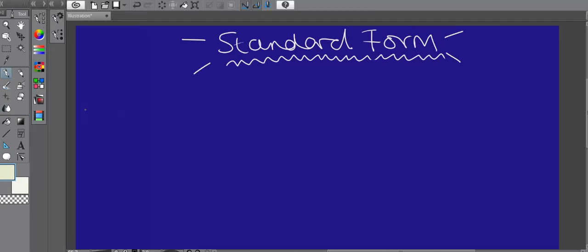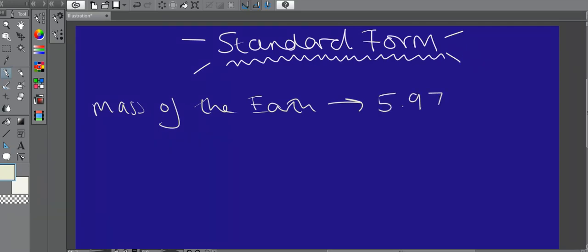Okay, so if you typed into Google, mass of the Earth, you should get a number of 5.972 times 10 to the 24 kilograms. So first of all, this number here is positive, which means the original number we're dealing with must be a big number. And also the magnitude, we've got 24 here. That means we're dealing with a pretty big number.